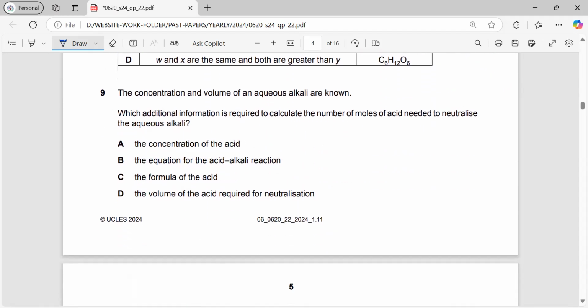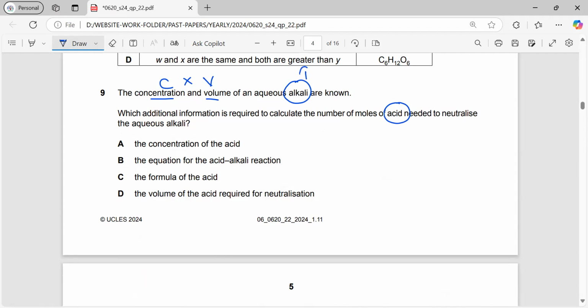The concentration and volume of an aqueous alkali are known. Which additional information is required to calculate the number of moles of acid needed to neutralize the aqueous alkali? Now, what additional information is needed? For the alkali, the concentration and volume is given. And we want to calculate the number of moles of acid.